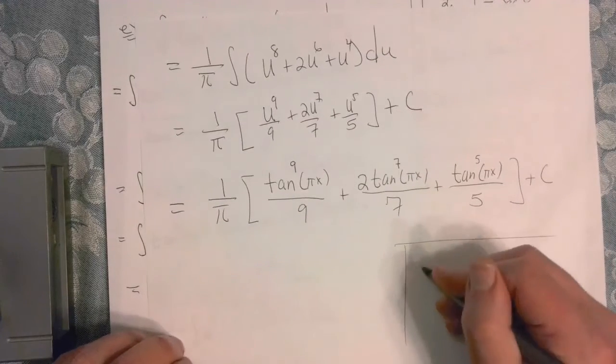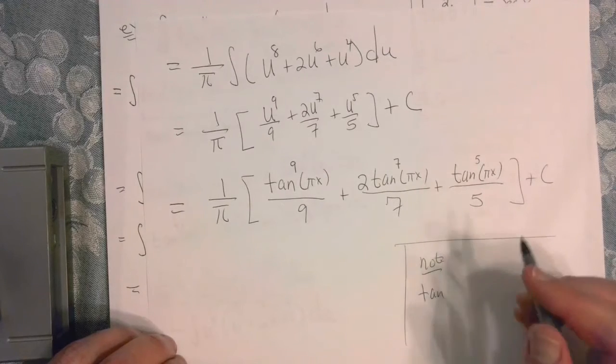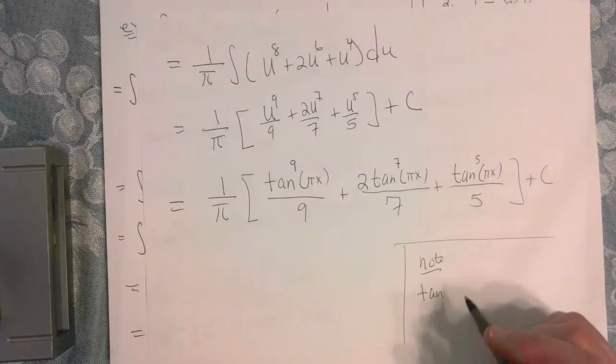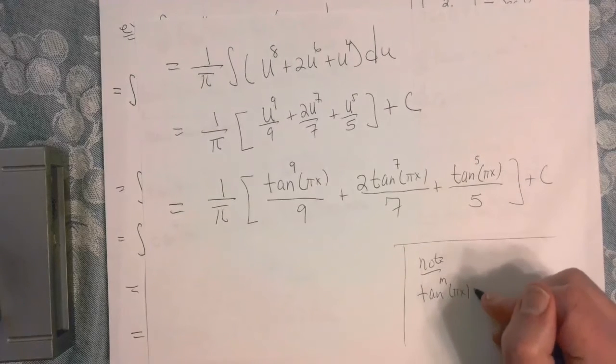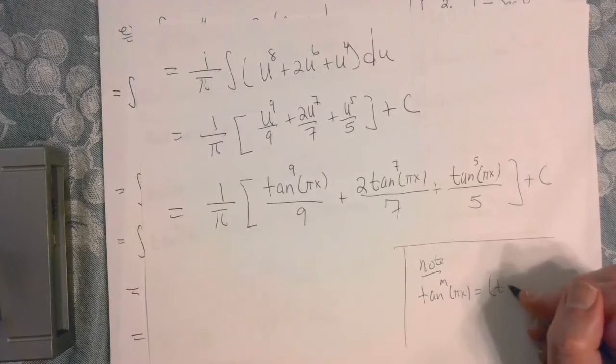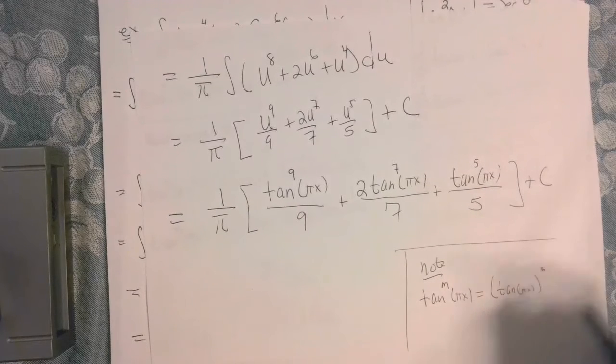And so just note, let's see here. Why not? Say tangent to the m of pi x is the same thing as tangent of pi x quantity to the m. So that's what we mean by this, of course, with trig.